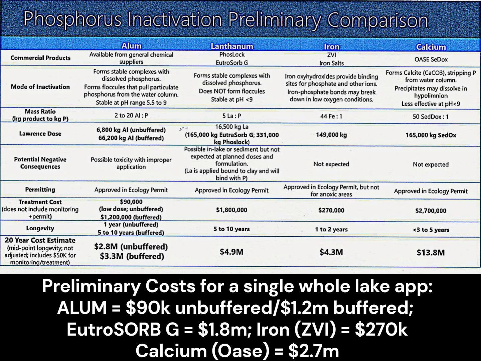So Jeff has done a great job of helping me understand this and also of selling me on the iron option. So, Barry, maybe you can help with this as well. Why would we be considering anything else than the iron option?